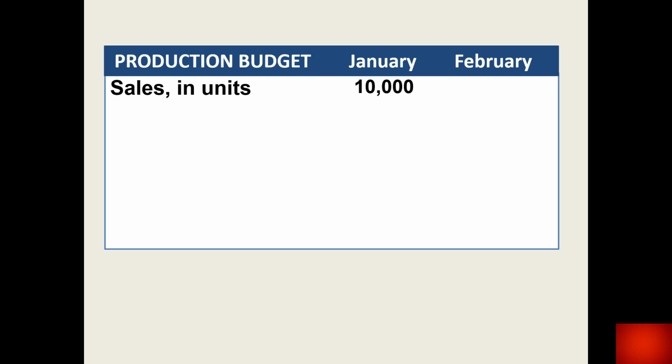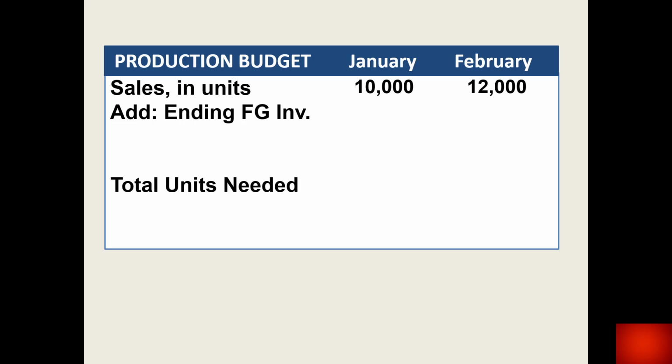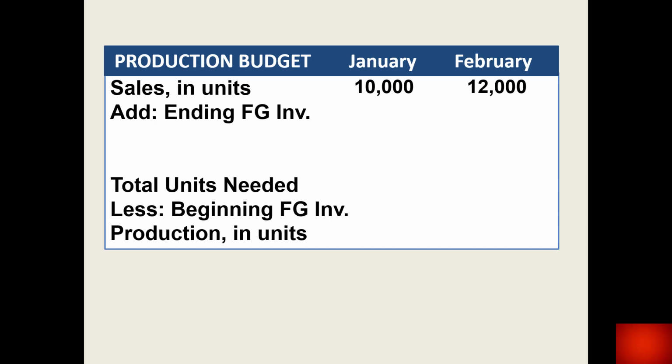So we will recall that sales are 10,000 units in January and 12,000 in February. We're going to add our ending finished goods inventory. That'll tell us the total that we need. We'll subtract our beginning finished goods inventory, and that will be production.